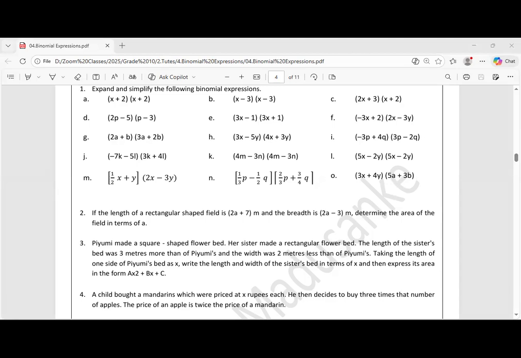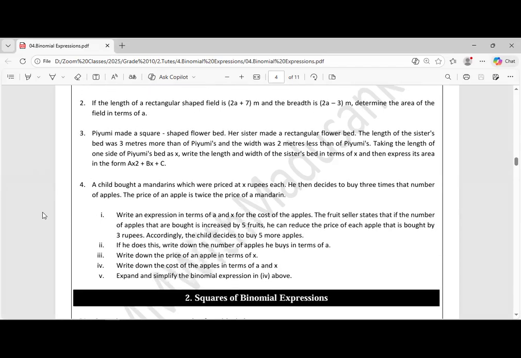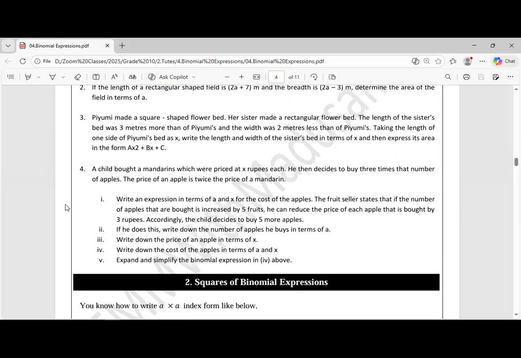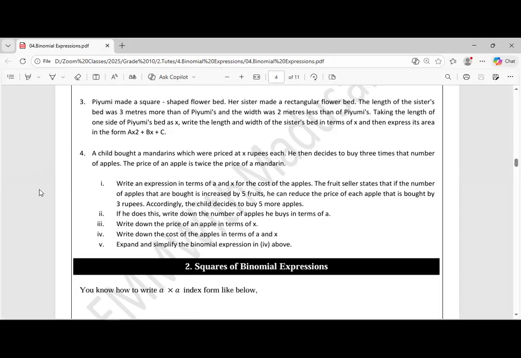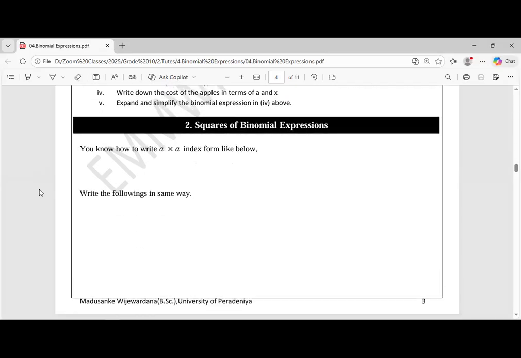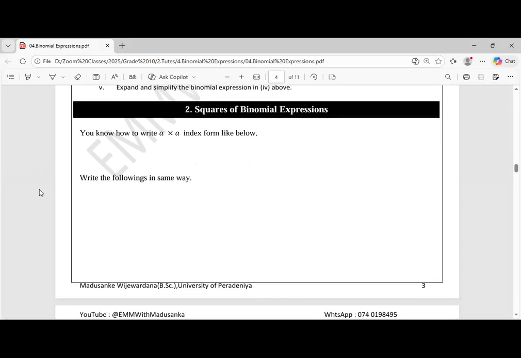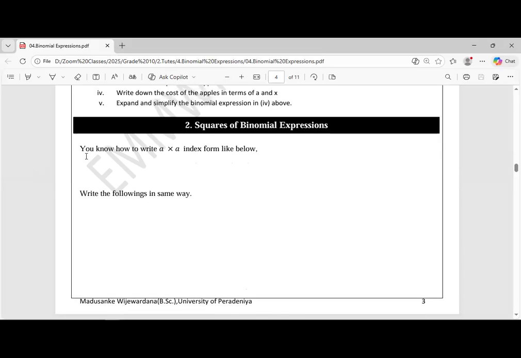Right. Okay. So this one. We have done the third one. The fourth one is homework, so we have to do it at home. Squares of binomial expressions.